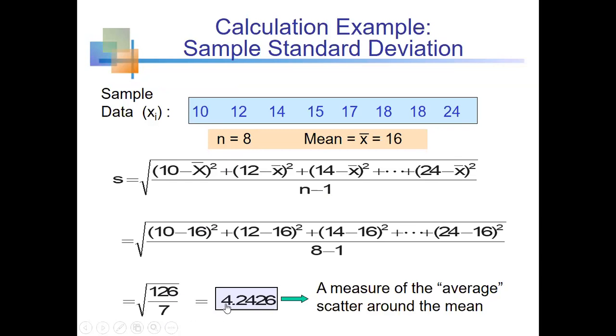So the answer will be 4.2426. So 4.2426 is the measure of the average scatter around the mean. Okay, so that is the value of the dispersion.